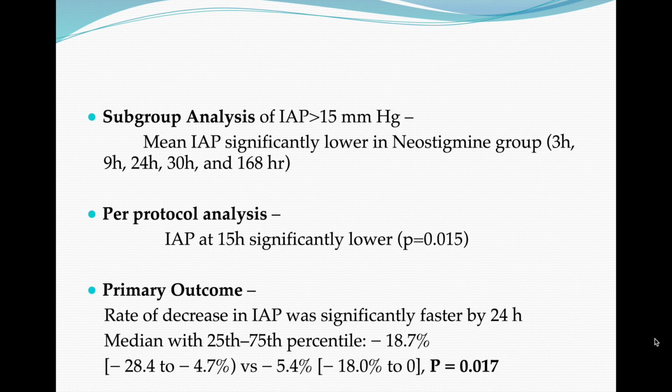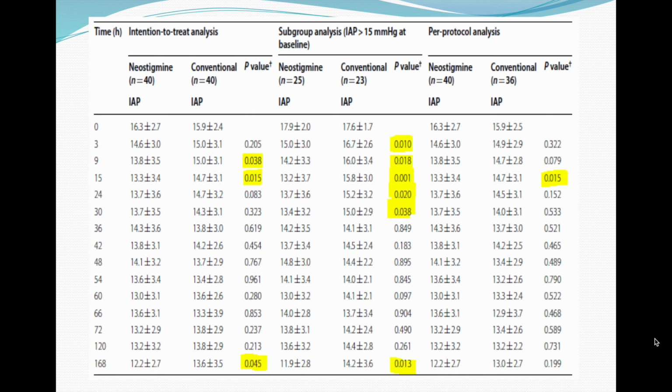The rate of decrease was significantly faster in the Neostigmine group. So this is intention to treat analysis, subgroup analysis at IAP more than 15, and per protocol analysis. In intention to treat analysis, the IAP was lower at 9 hours, 15 hours, and 168 hours. In the subgroup analysis of IAP greater than 15, the IAP was significantly lower in the Neostigmine group at 3 hours, 9 hours, 15 hours, 24 hours, 30 hours, and 168 hours. However, by per protocol analysis, the drop was significant only at 15 hours.